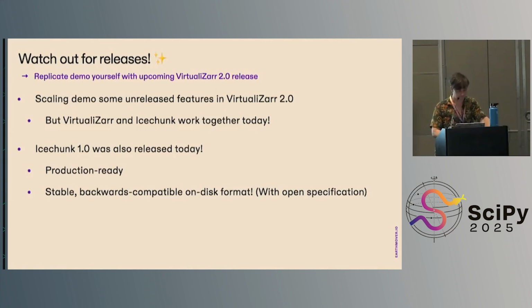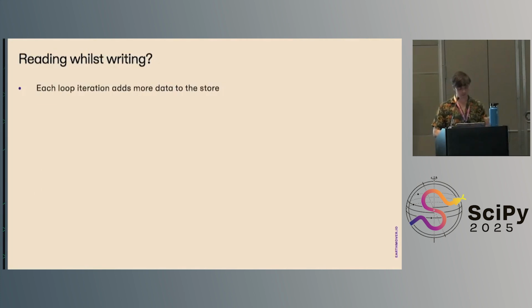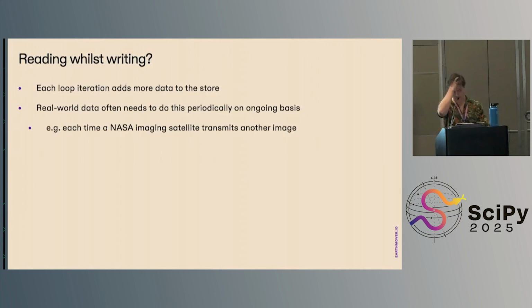So one thing you might be wondering is, whilst I'm adding more data, what happens if someone reads? Because each loop iteration is adding more data to the Icechunk store. And real-world data often needs to do this. So for example, if you have a NASA satellite that takes images, maybe as it goes around the Earth, it takes more images every hour or something, and you have a regularly updated data set. And you can't wait until it's fully done, because it will never be fully done. Users need to be able to read from it whilst it's being updated.